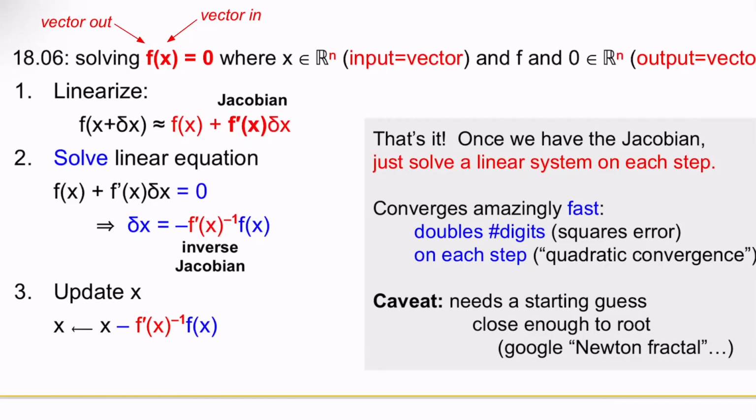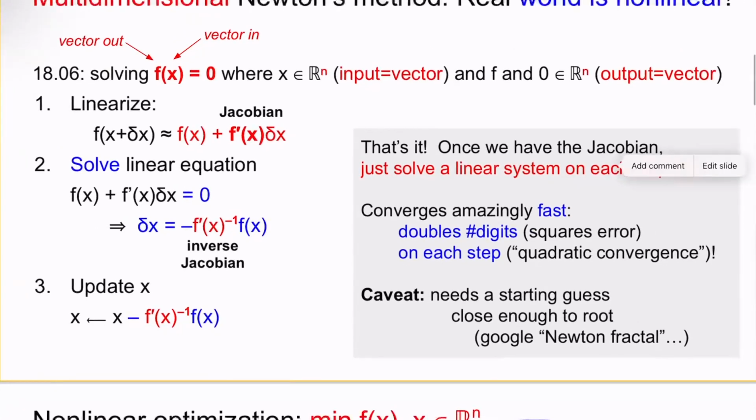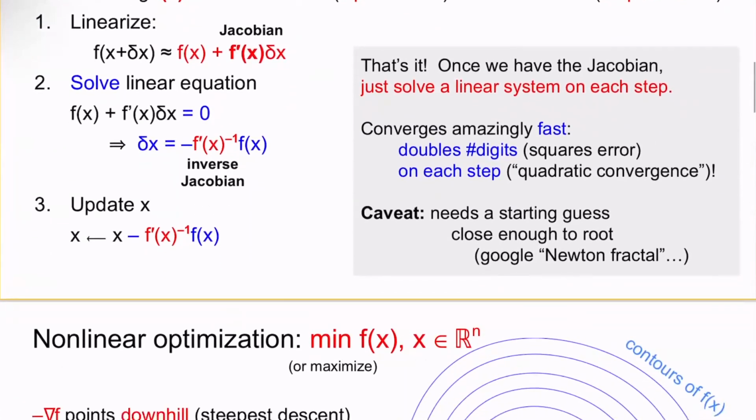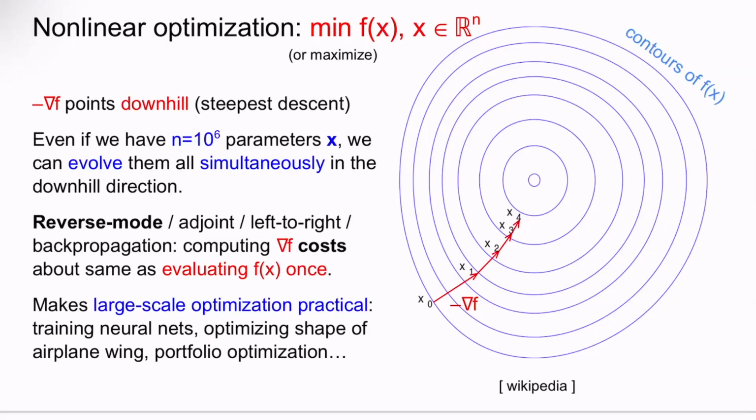This is a great application for Jacobians and for derivatives in general, of equations that take vectors in and give vectors out. And the other, even more famous application, I would say, is optimization. With optimization, you have a scalar function, so a vector in and a scalar out, and you're trying to minimize it, for example, or maximize it. Maximizing and minimizing is just flipping the sign.